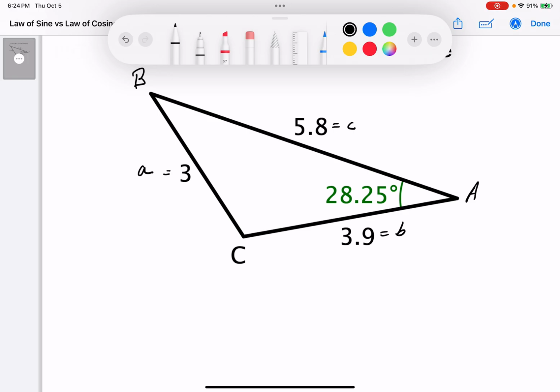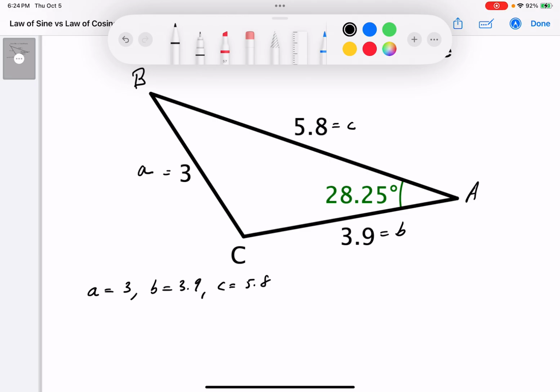I'll write down A equals 3. I'll write down B equals 5.8. I'm sorry, I made a mistake there. I've got to erase that. So B equals 3.9, and C equals 5.8.